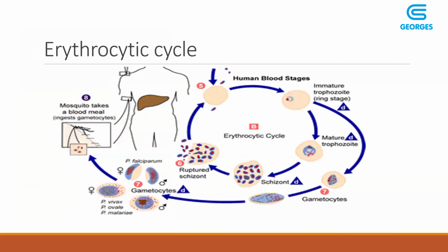You can see the pictogram of the erythrocytic cycle, where we can see immature trophozoites. These are the ring stages. The ring stages can be seen in blood. You can also find mature trophozoites in blood. The same, you can see gametocytes and schizonts in blood. So the pictogram shows all the parasitic stages that can be seen in a blood film.